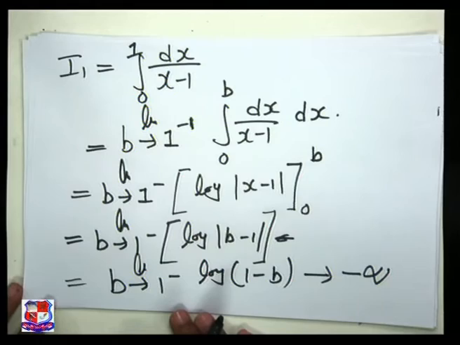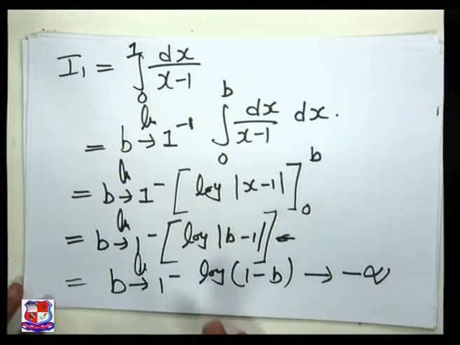So the first part I1 is minus infinity, so we don't need to find out the second part, because I is equal to I1 plus I2, and we want to check whether the given integration is convergent or divergent. Because the first part tends to minus infinity, whether the second part is convergent or divergent, there is no change. So the value of this integration is divergent.